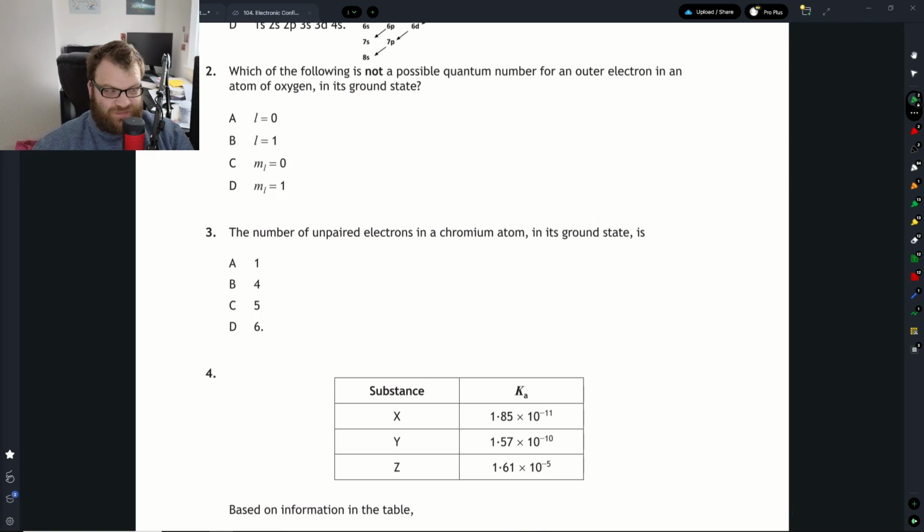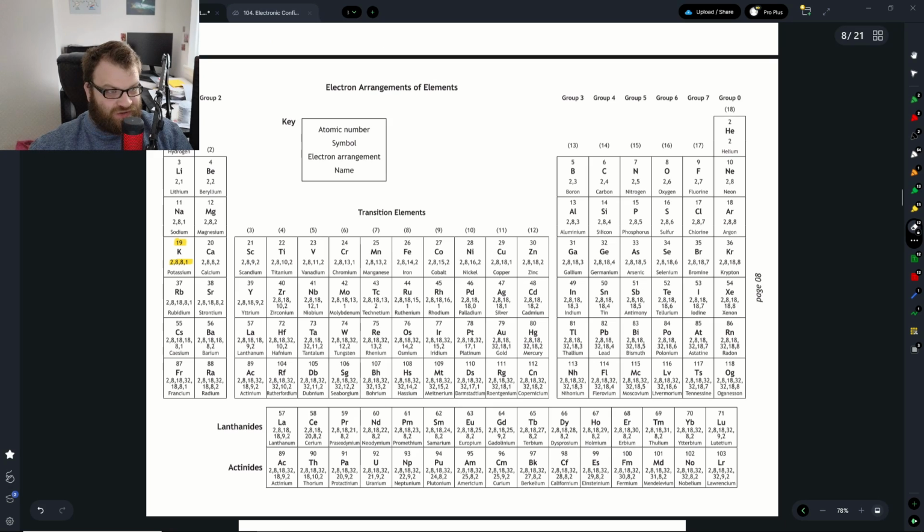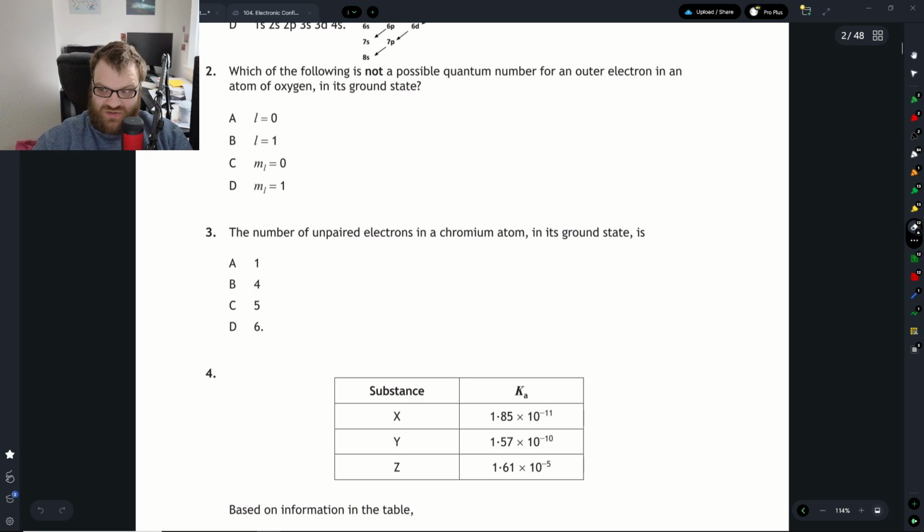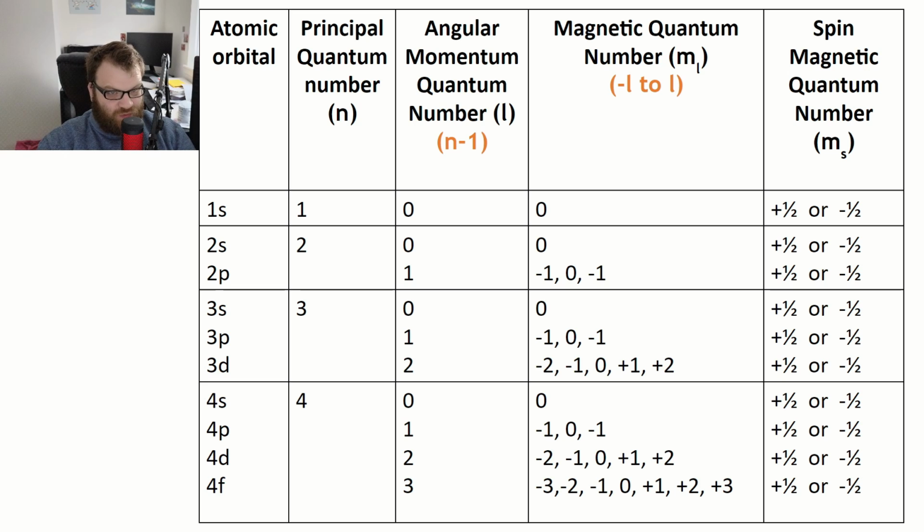For question 2, we need to be aware of the different quantum numbers. Oxygen has 8 electrons. This means its arrangement will be 1s2, 2s2, 2p4. The question is looking for a quantum number that is not possible for a 2p electron. First quantum number to consider is the principal quantum number. We have 2p, therefore our principal quantum number is 2. This gives us 2 options for our angular momentum quantum number.